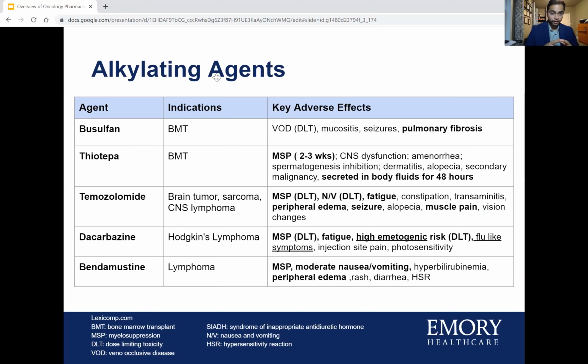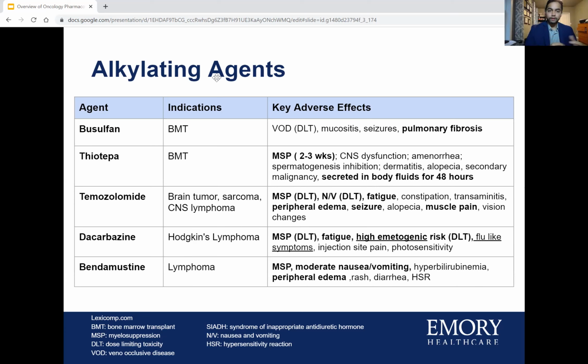So this is the common template we'll follow for drugs. We're going to cover 100+ drugs. So on the left column, we have our bold-faced drugs, so busulfan, thiotepa. And then in the middle column, we have our indications. So these are the most common indications. There are going to be some indications I haven't included. And then key adverse effects.